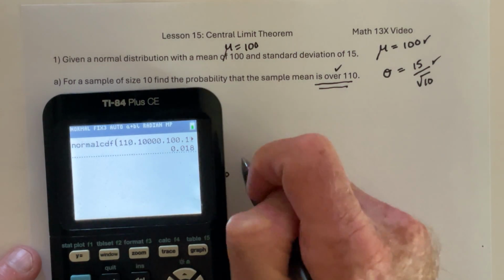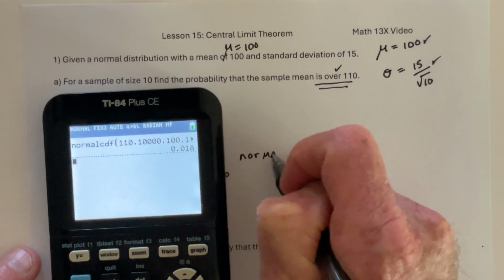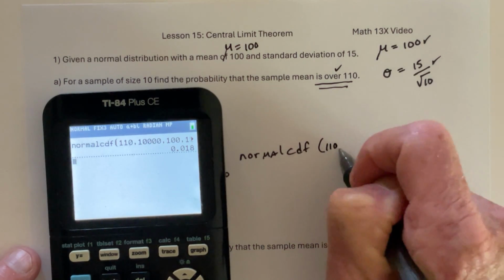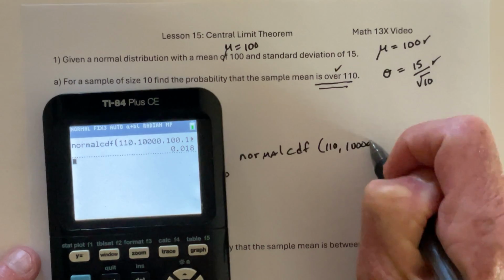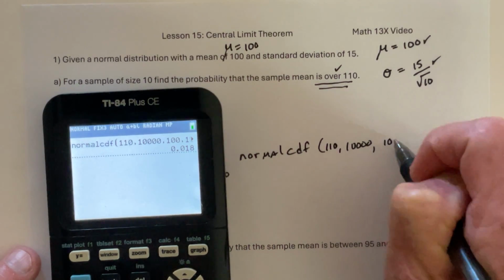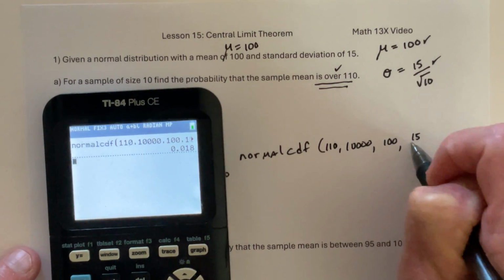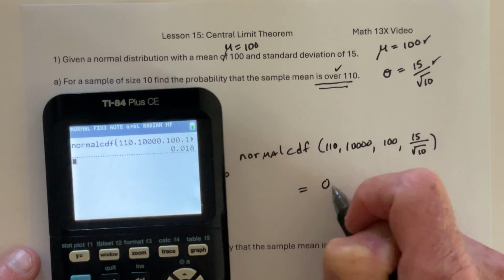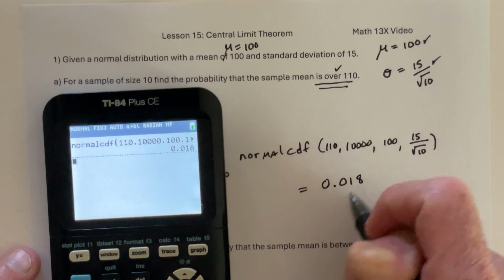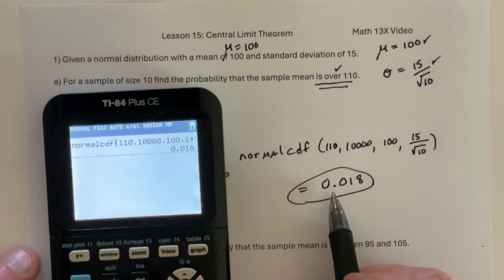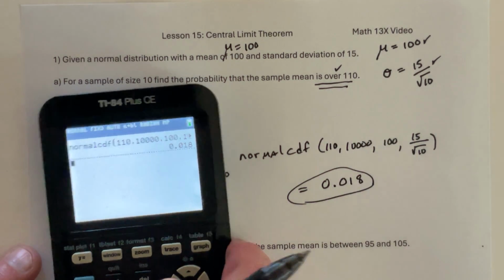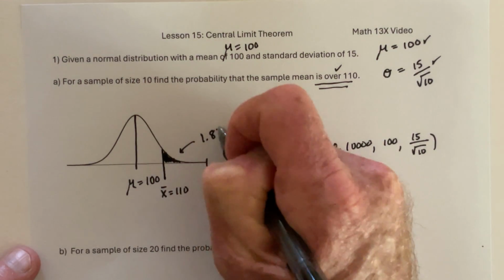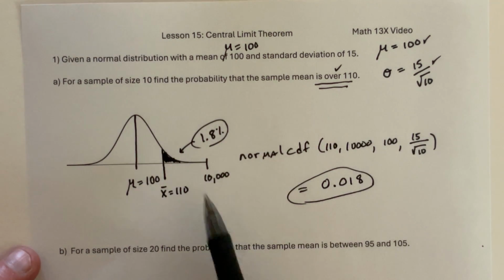So again, I'm going to write down, I use the normal CDF going from 110 to 10,000. And then the mean is 100 and the standard deviation is 15 divided by the square root of 10. And then the answer is 0.018. If you move the decimal 2 places to the right, that's 1.8%. So to finish my picture over here, that little shaded part is only 1.8% of the graph.